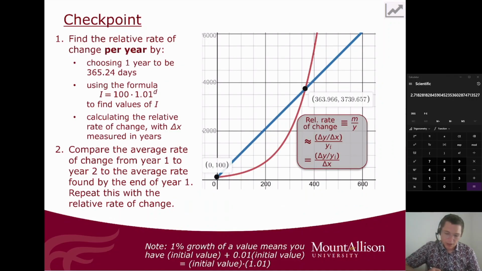Okay, now find the relative rate of change per year by choosing 1 year to be so many days, using that formula in terms of like 1% per day to help you figure out what it is per year. And we want delta x measured in years, and compare the average rate of change from year 1 to year 2 to the average rate of change found by the end of year 1. Repeat this with relative rate of change.